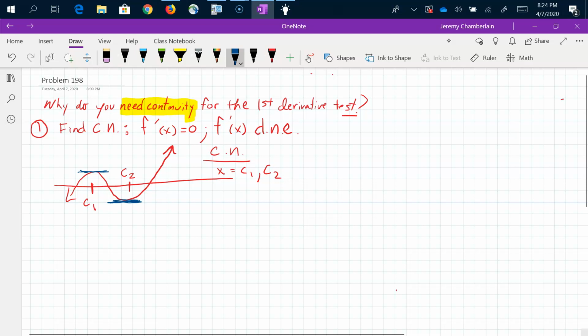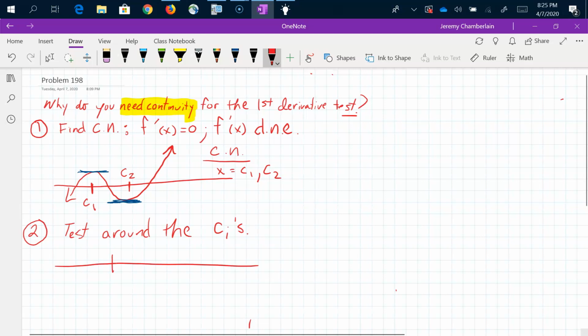Here we could, for an assumption, pretend this is a polynomial, and so the derivative always exists for all the real numbers. And so the next step, once you've found the critical numbers, is to test on either side of the critical numbers. I'll just say the c_i's, because you could have more than one critical number. So I'll make a number line, put c1 and c2.